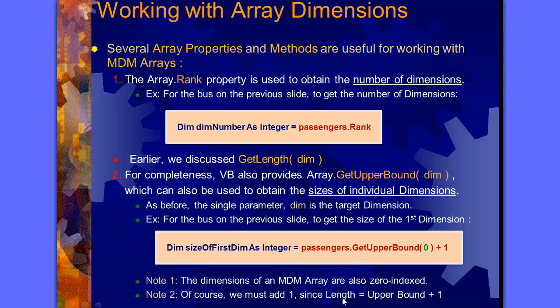Okay, working with array dimensions. So we can do rank, which tells us how many dimensions there are. Okay, we can also do something called get upper bound, and so on. We'll look at that in the next video.